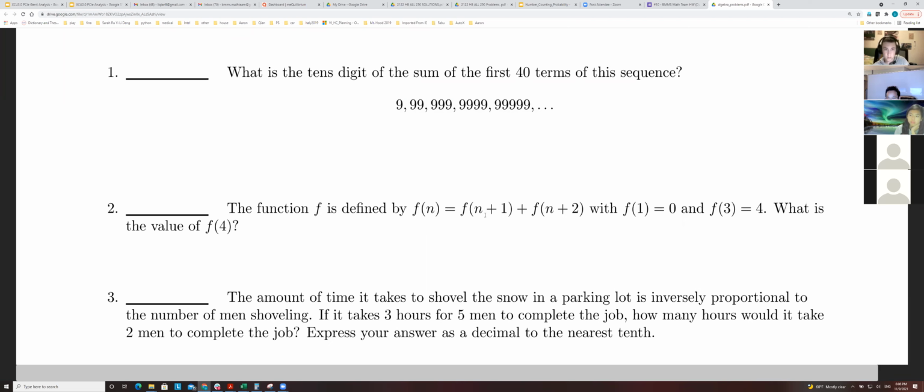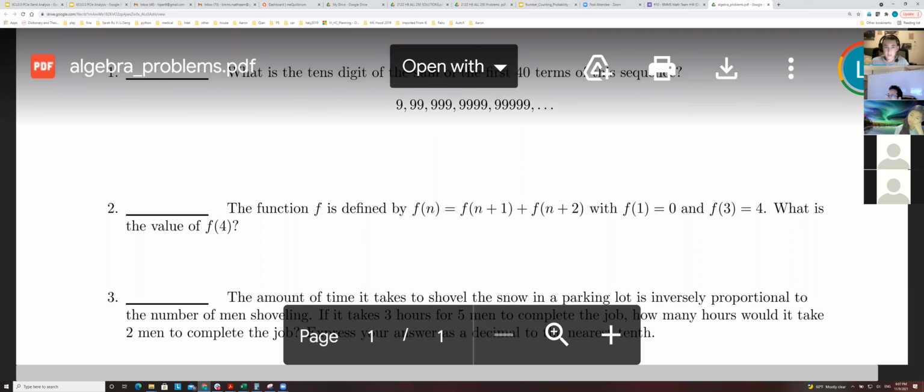We want to find f of 2, because f of 2 is equal to f of 3 plus f of 4, and f of 4 is what we need to find. So we get 0 is equal to f of 2 plus 4. Then we solve and see that f of 2 is equal to negative 4. Then negative 4 is equal to 4 plus f of 4.